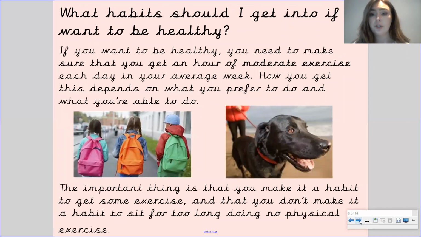So what habits should I get into if I want to be healthy? If you want to be healthy, you need to make sure that you get an hour of moderate exercise each day in your average week. How you get this depends on what you prefer to do and what you're able to do. So you could do things like walking to school, or if you do an after school club that involves you doing a lot of exercise like football, that's also a healthy habit. The important thing is that you make it a habit to get some exercise and that you don't make it a habit to sit too long doing no physical exercise.